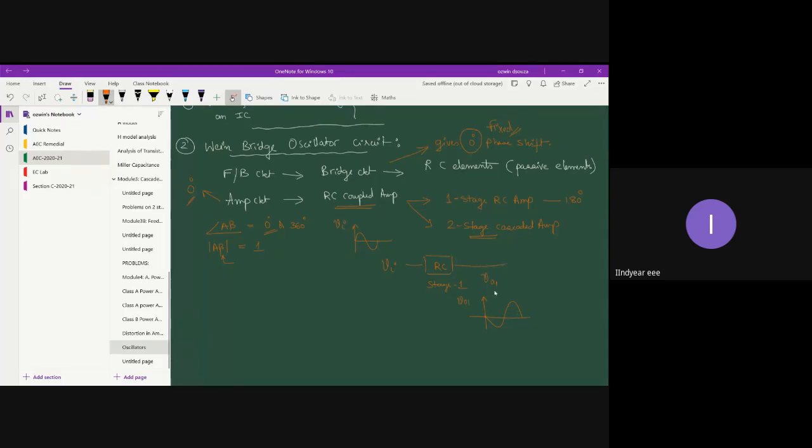Now, if you feed this inverted signal to the input of the second RC network, what happens? Again, this RC network further gives a 180-degree phase shift. I mean, RC coupled amplifier, I'm saying. Let me write amp and amp. So the first amplifier gave a 180-degree phase shift. That's the reason a positive going input became an inverted one, right?